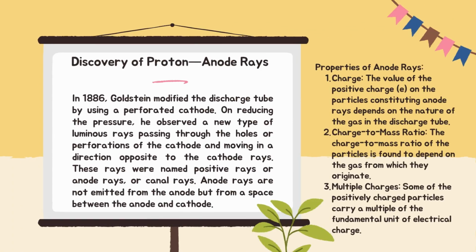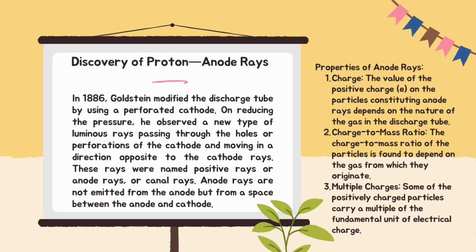Discovery of proton, anode rays. In 1886, Goldstein modified the discharge tube by using a perforated cathode. On reducing the pressure, he observed a new type of luminous rays passing through the holes or perforations of the cathode and moving in a direction opposite to the cathode rays. These rays were named positive rays or anode rays or canal rays. Anode rays are not emitted from the anode but from a space between the anode and cathode.